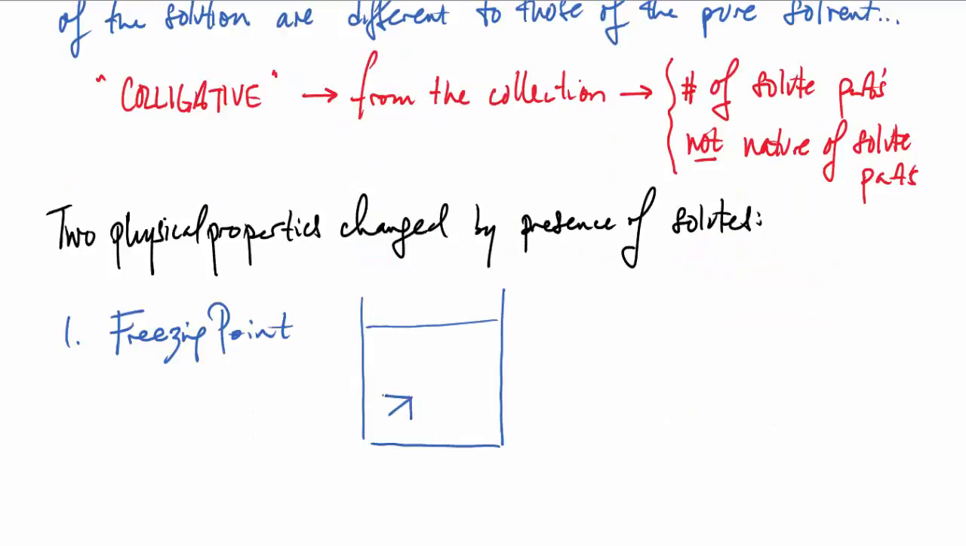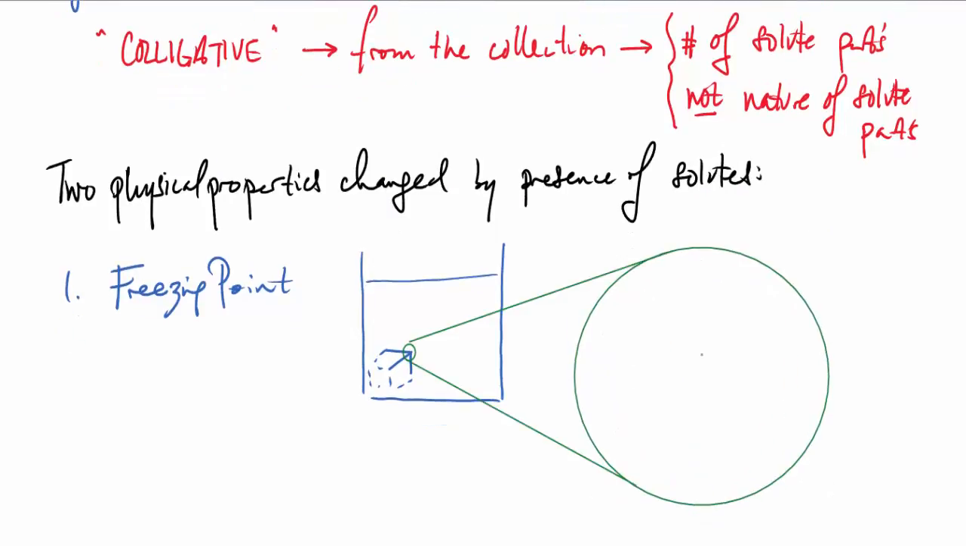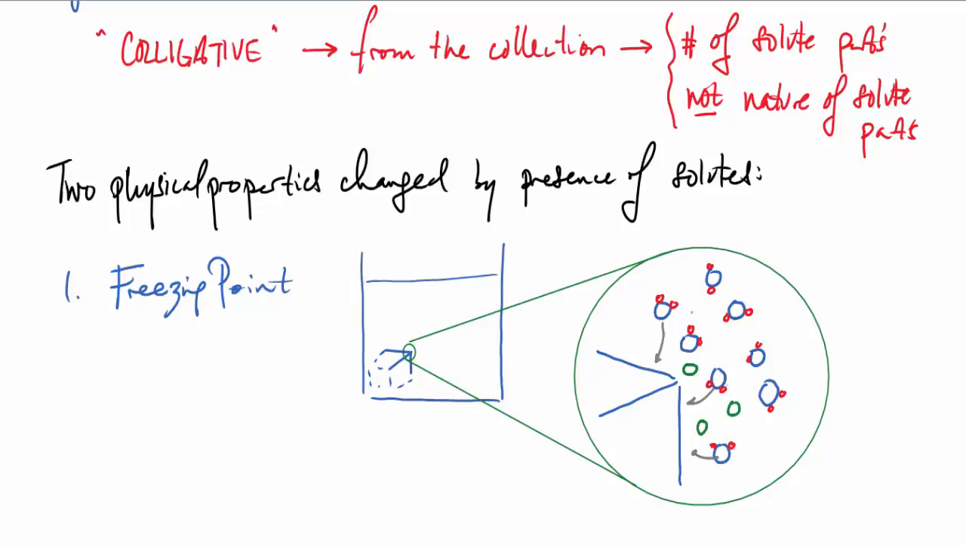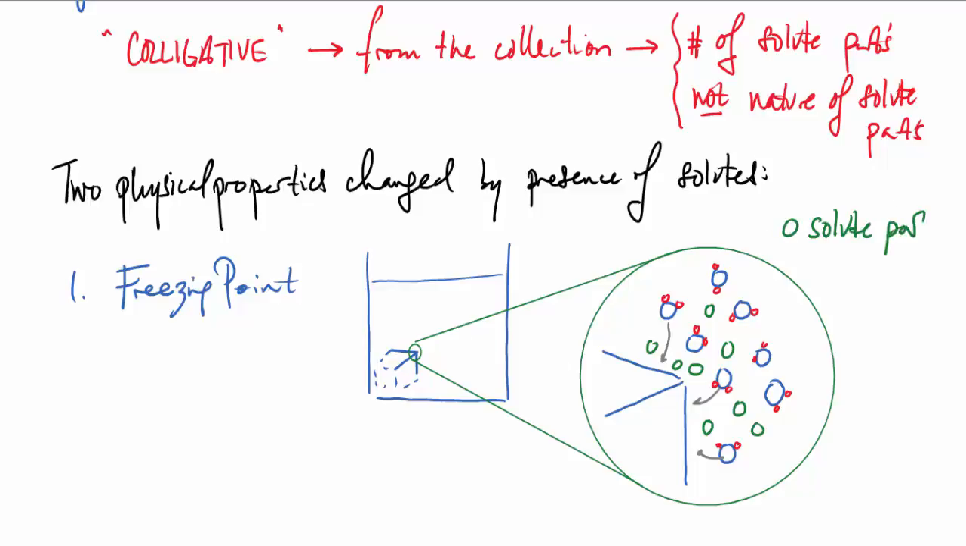So let's have a look inside this solution here. If you're looking down here at this solid crystal, you have here the liquid. These guys are water, but it could be liquid particles. They're trying to join the crystal and freeze. Of course, if you have solute particles in the way, as I've shown in green, they are getting in the way of the liquid particles, the solvent particles, joining the crystal and freezing.